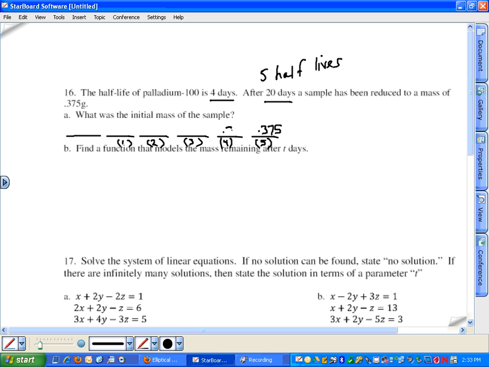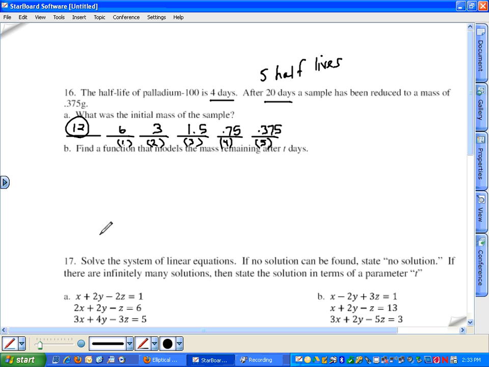So that would be 0.75, that would be 1.5, that would be 3, that would be 6, which means the original amount was 12. Because if you start with 12 and then allow 5 half-lives to occur, you would end up with 0.375 grams. Originally we had 12 grams.